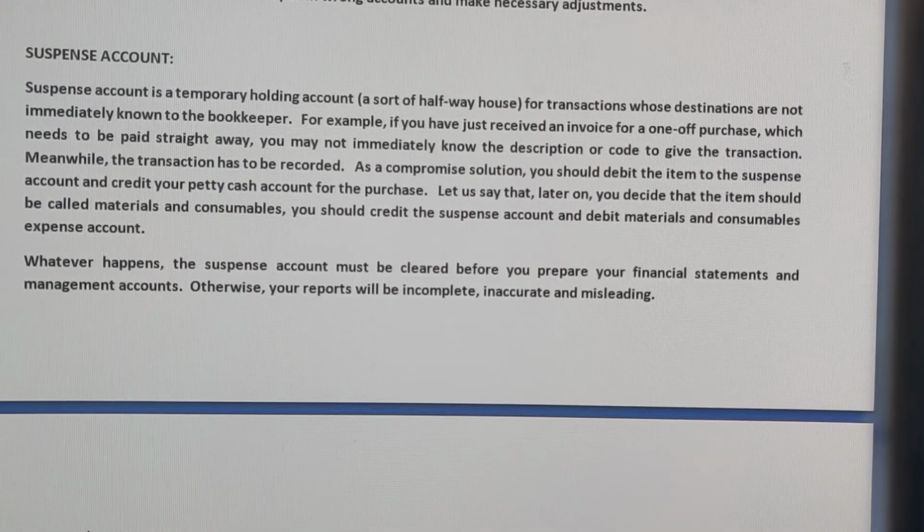Whatever you do, you must clear your suspense account before you produce your financial statements and management accounts. Otherwise, your costs will be understated or omitted. Then your reports will be materially inaccurate, misleading, and incomplete. So it is essential, therefore, to clear your suspense account by moving transactions to relevant account codes before you produce your financial statements and management accounts.